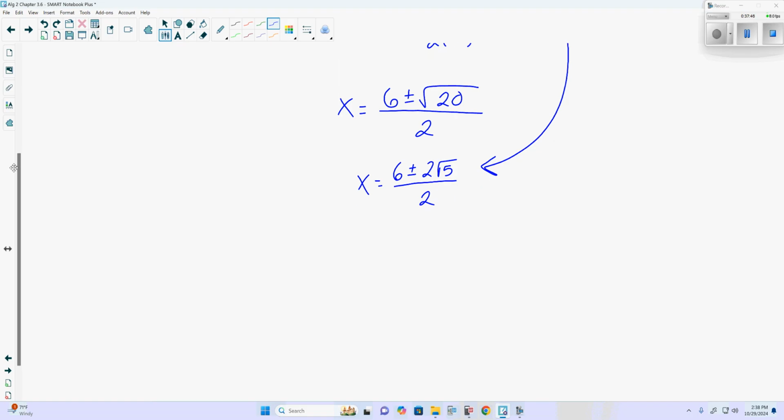Questions on how we got to this point? 6 plus or minus 2 square roots of 5 over 2. Do all three spots, our 2 on top and the 1 on bottom, have a common factor? Because on top we have 6 and 2 square roots of 5, yes? Does it share anything in common with our denominator of 2? They all are divisible by 2, yes?